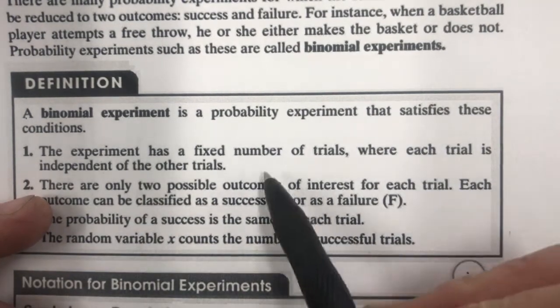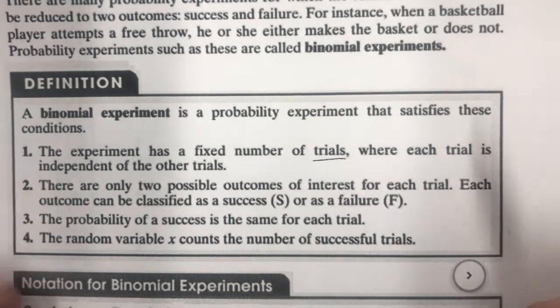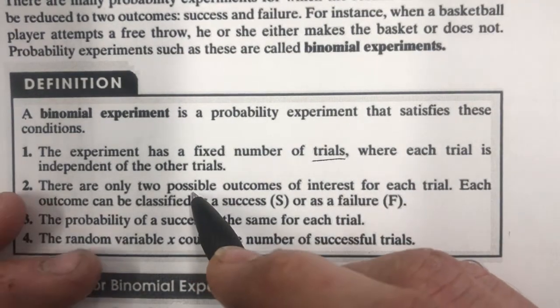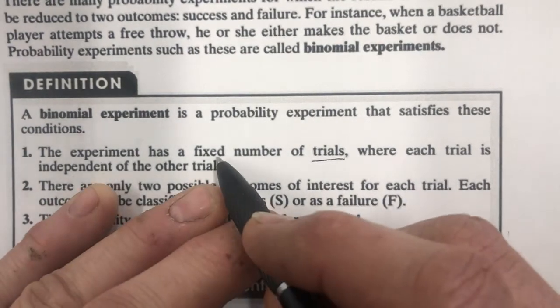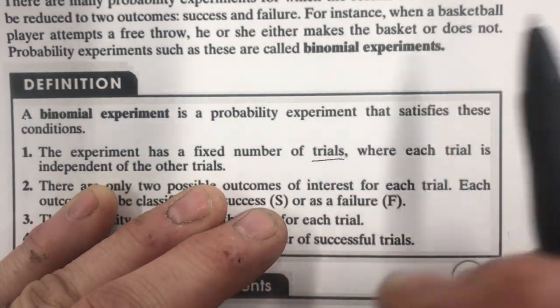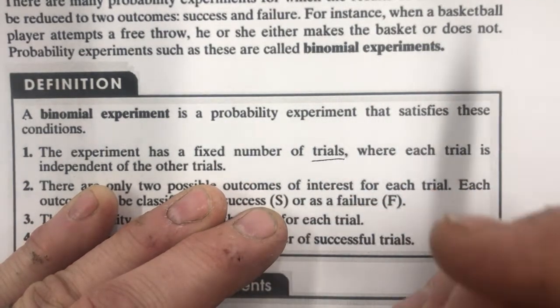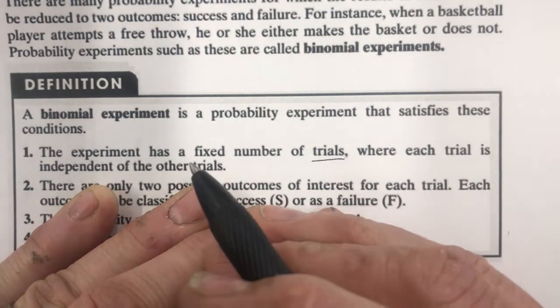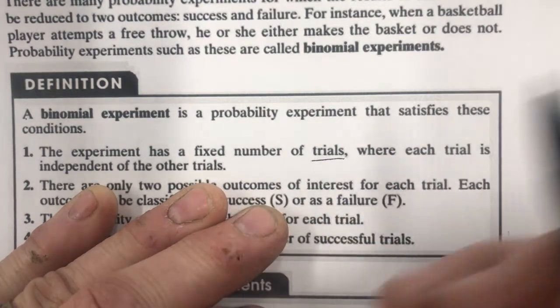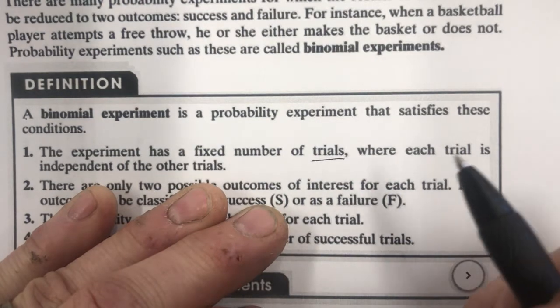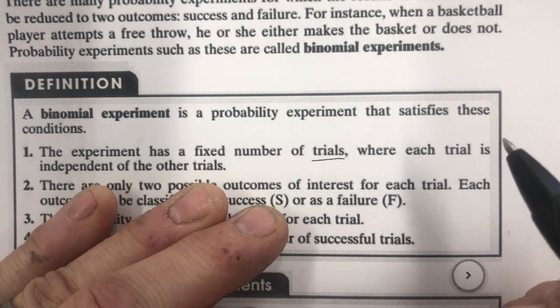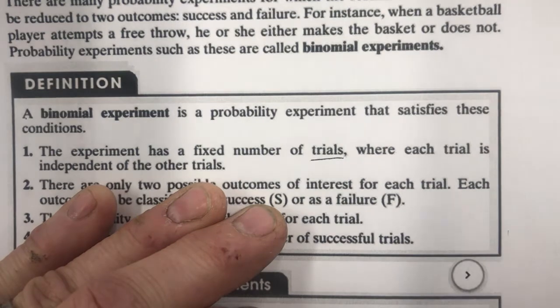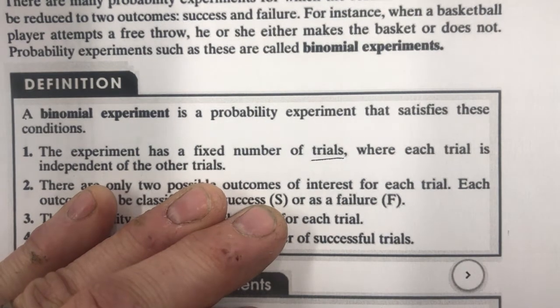One, it has a fixed number of trials, where each trial is independent of the other trials. And what that means is, you do something over and over and over, and each time it has the same probability. Like maybe shooting a free throw, you either hit it or you miss it. But you have the same probability every time you shoot it. If you flip a coin, getting a head, each time you flip it, you've got the same probability.